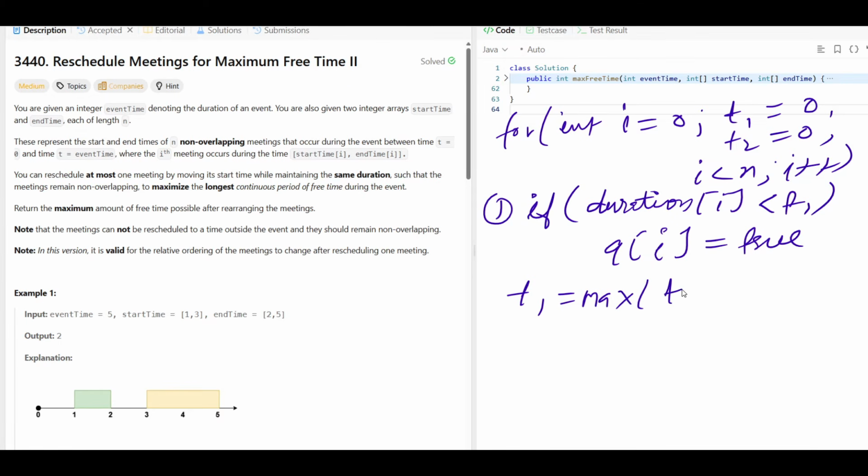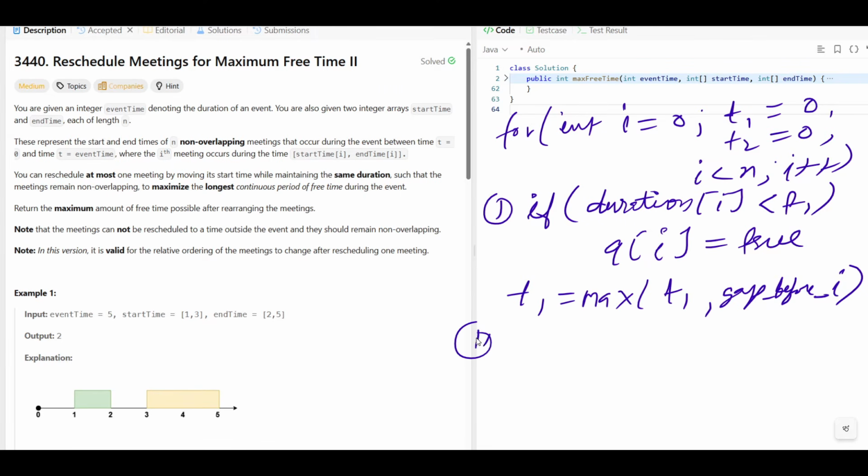What is the max? We have t1, and we'll say gap before. What is the gap before? There can be anything, right? So gap before at i, right? Like that we have to find the t, right?